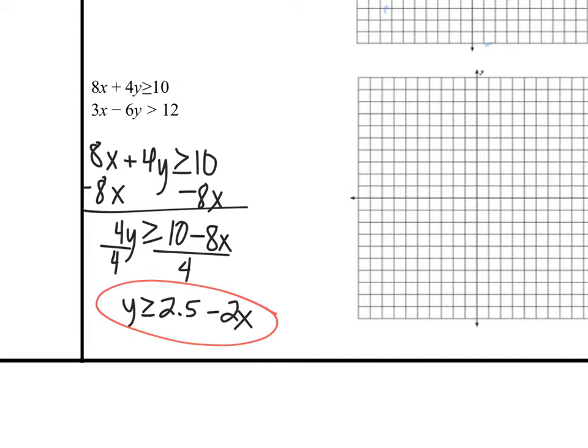You have to get the other one. So now you have to solve the other one. 3x minus 6y is greater than 12. Solve that for y as well. So again, move the x term by subtracting it, and then divide by what's in front of y.